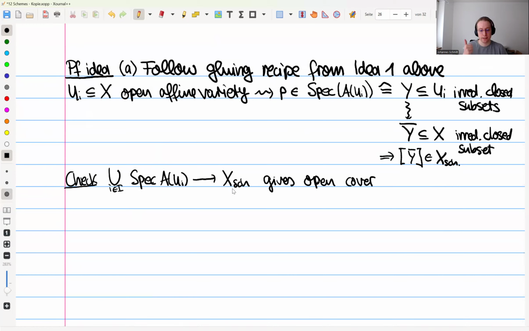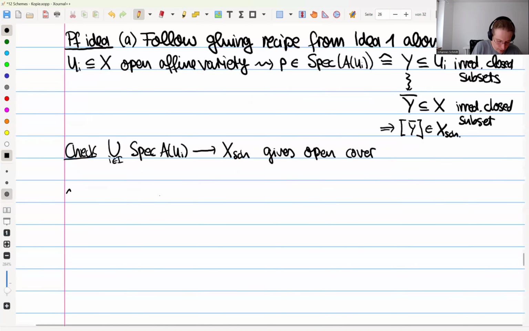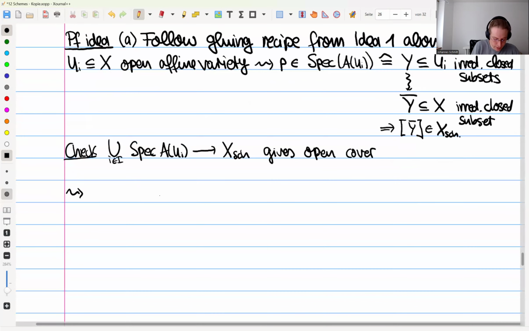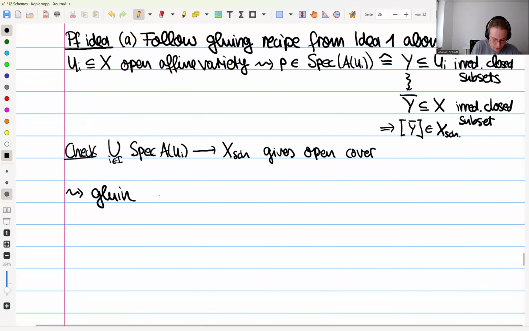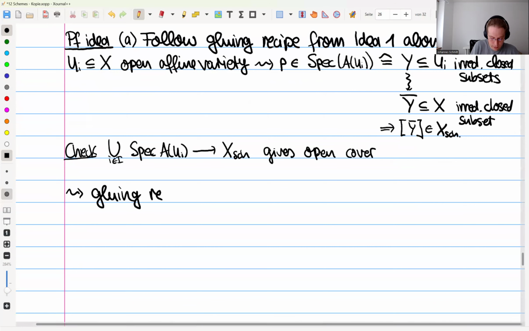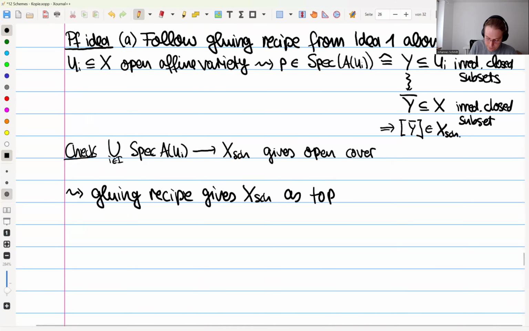And then what you check is this works well with the topologies. And so in fact, from this cover, the gluing recipe that we discussed before gives X scheme as a topological space.